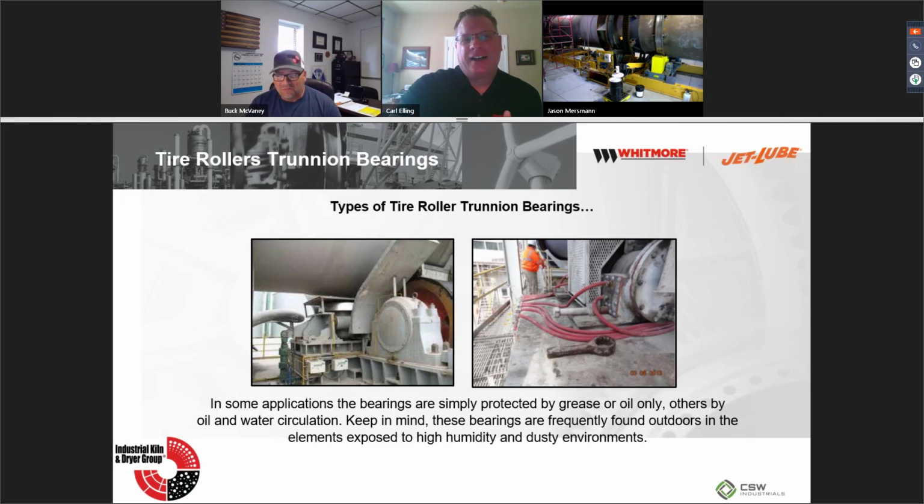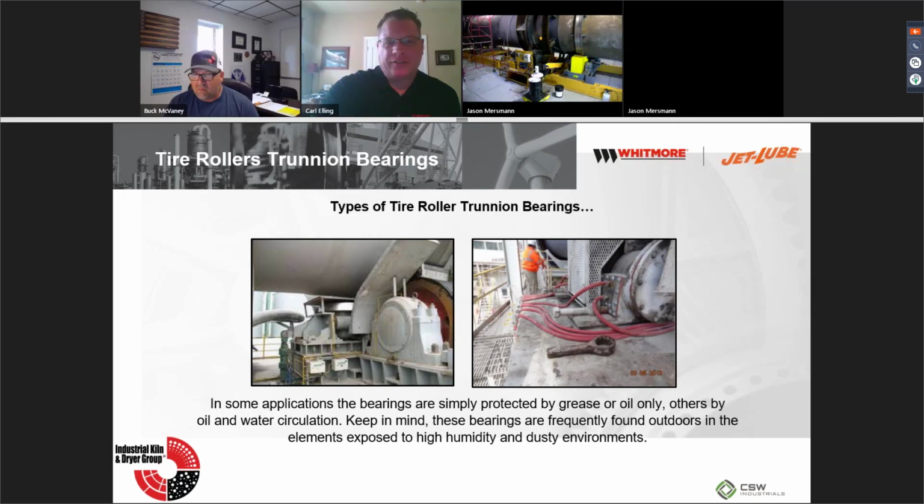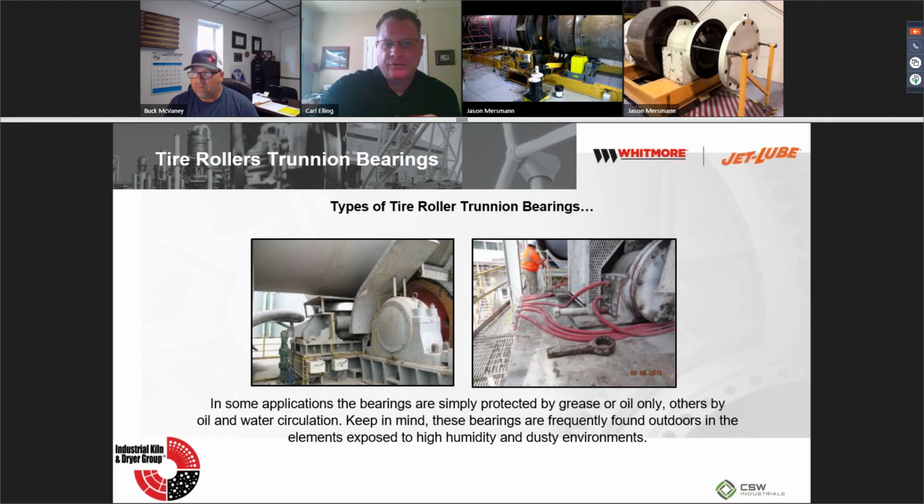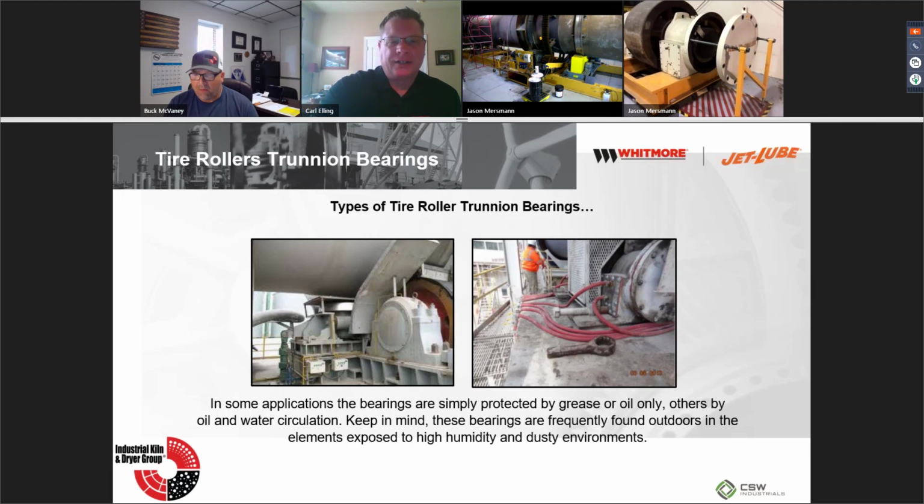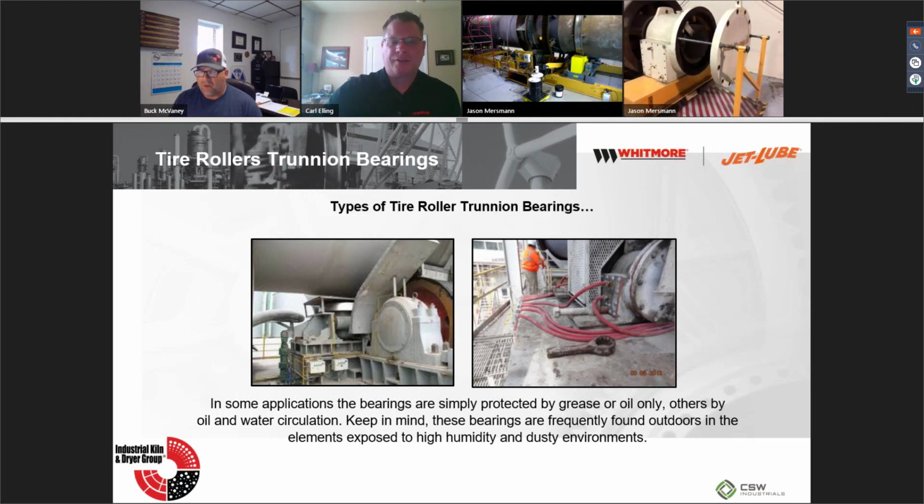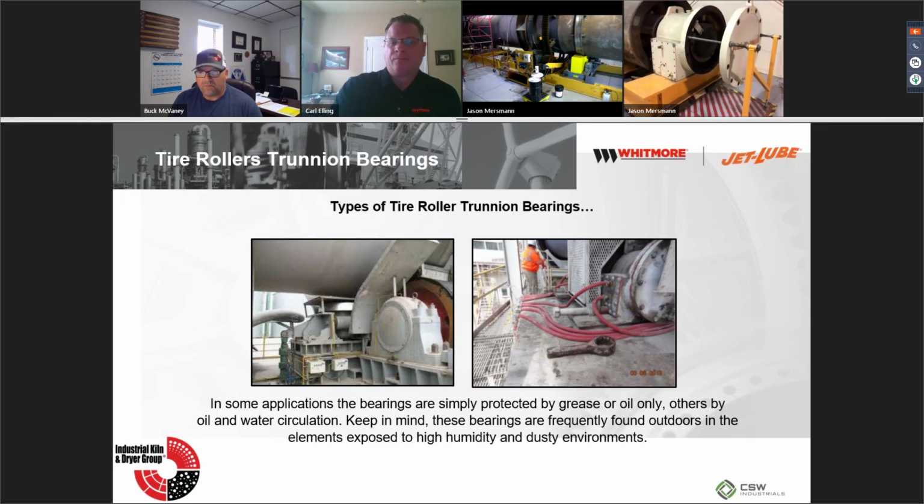So anyway, tire rollers and the trunnion bearings. These are heavily loaded. They're either protected by grease or oil only. Some still have the old oil with water circulation, using the water to help remove a lot of the heat. But keep in mind, these bearings are frequently found outdoors in the elements, so they're exposed to high humidity, whatever the humidity is in the air, as well as dusty environments.